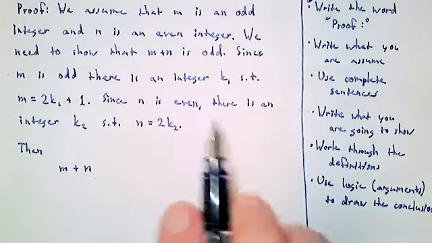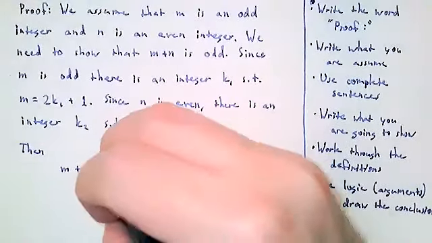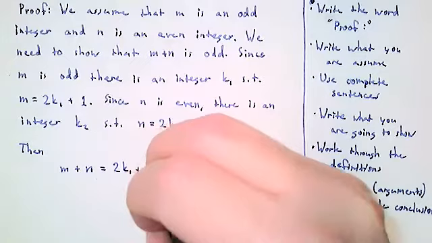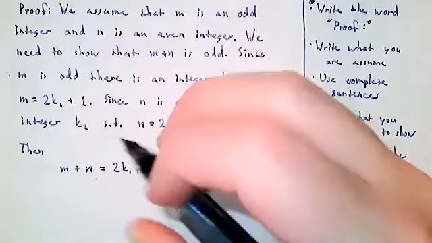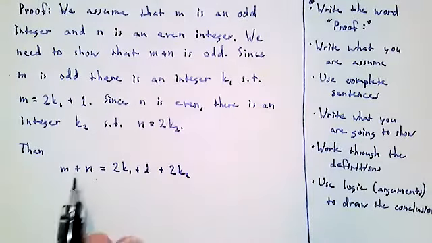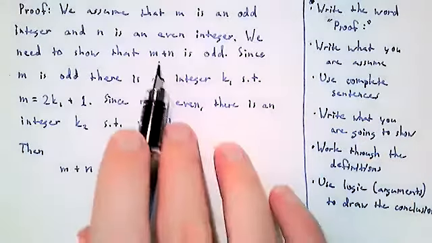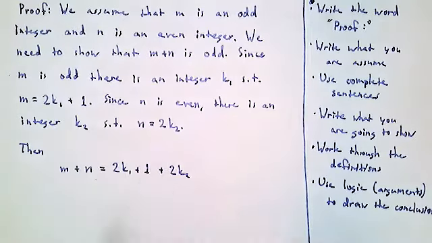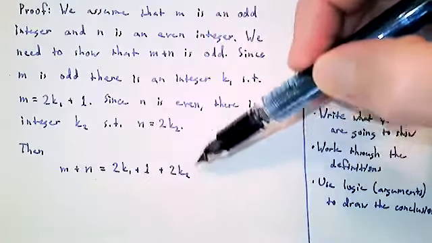And now's where we have to use our definitions. So m was equal to 2k1 plus 1. Let's substitute that in. n was equal to 2k2. Let's substitute that in as well. So we're taking the conclusion that we want. We want to look at m plus n, and we're connecting it back with our assumptions about odd and even integers. And now we have to show that this is an odd number.